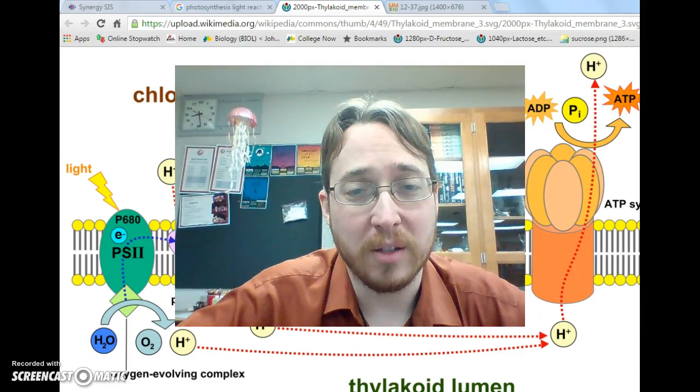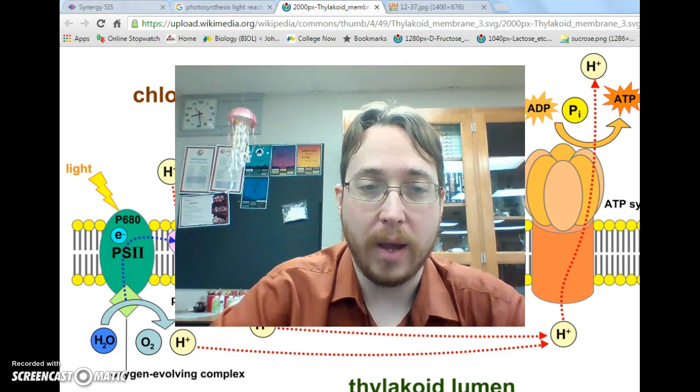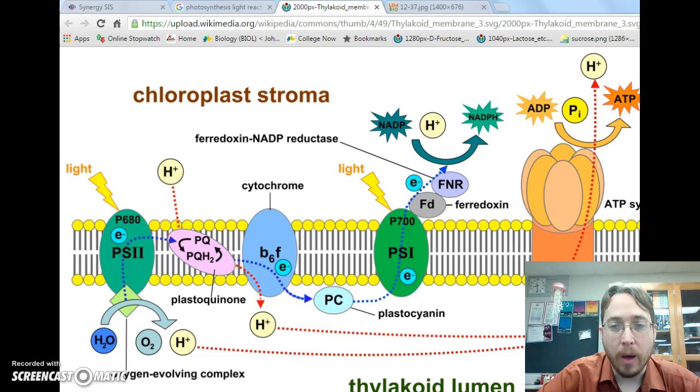Hello, college biology. This is photosynthesis part 3, phase 1, the light reaction. Let's get right to it. So, the light reaction primarily is conducted by a series of proteins embedded in the thylakoid.